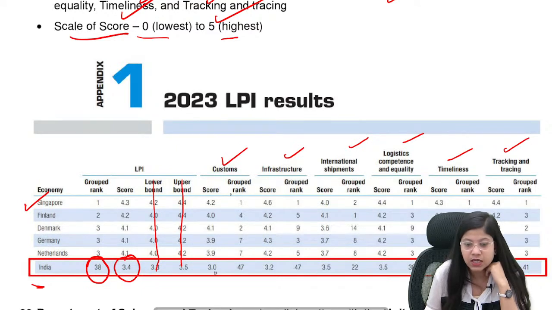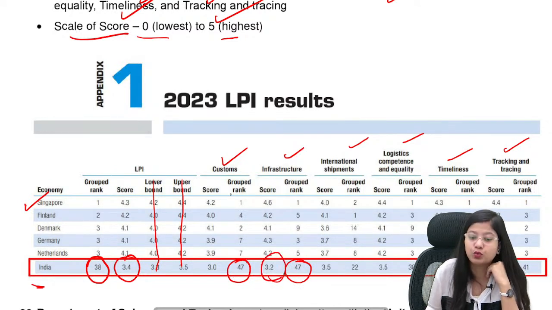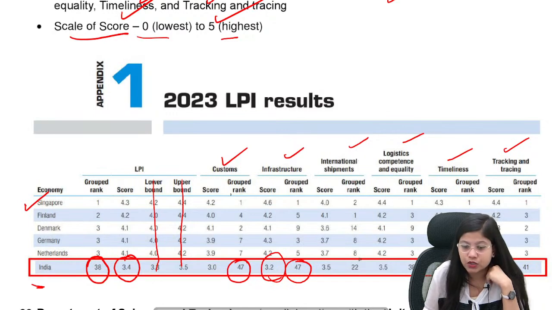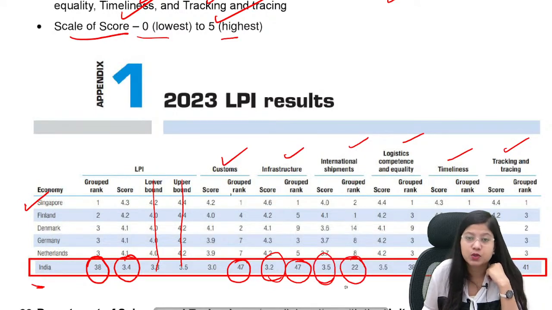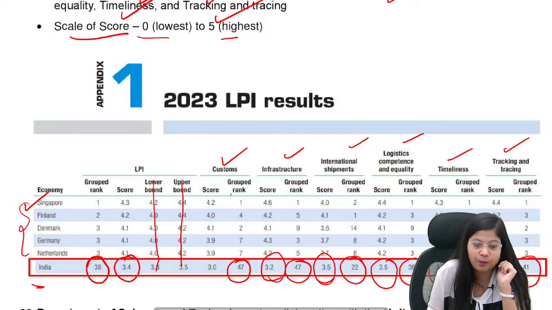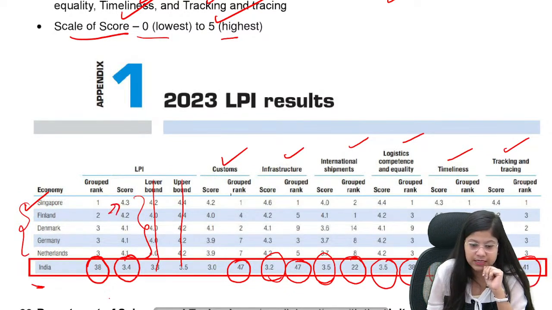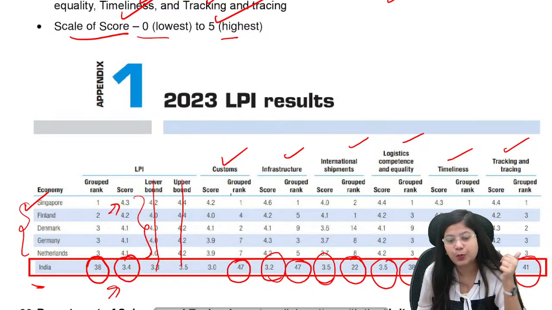So in customs, India's score is 3.0 and the global ranking of India is 47th. Okay, in customs. In infrastructure, India's global ranking is 47th again. Score is 3.2. Score may change, rank is the same. Then international shipments, 22nd position, 3.5 score. Logistics competence, India's rank is 38th. Score is 3.5. Timeliness, 35th position globally, and 3.6 is the score. Tracking and tracing, 41st position, 3.4 is the score. Okay, so whatever I have encircled here is important for you to remember. Apart from this, the top countries and their scores, which you can clearly see in the fourth line, are in the fourth digit, whereas India's score in all the parameters is near 3, 3.5, 3.4, 3.2.